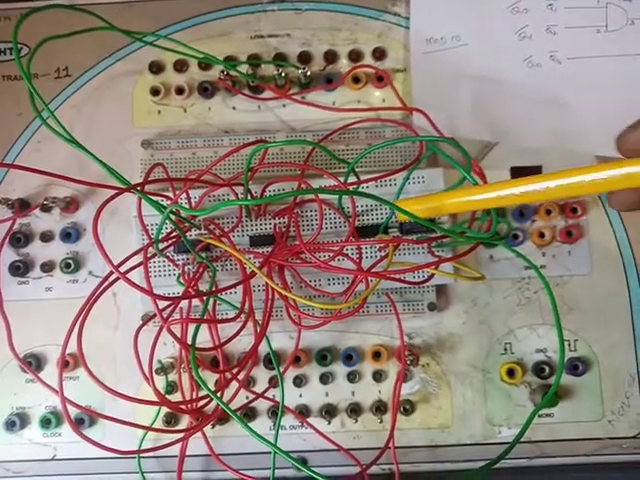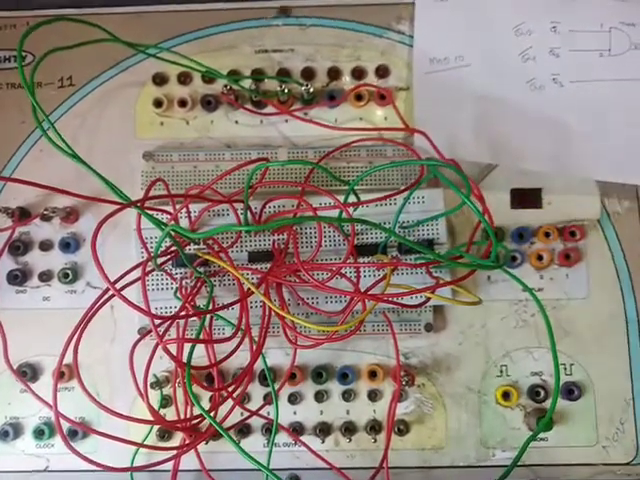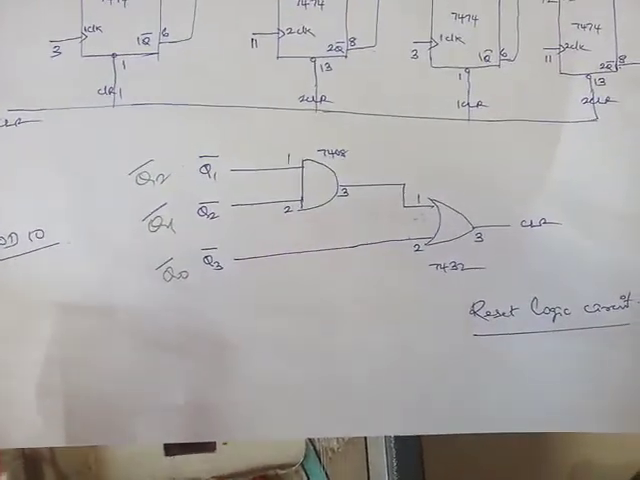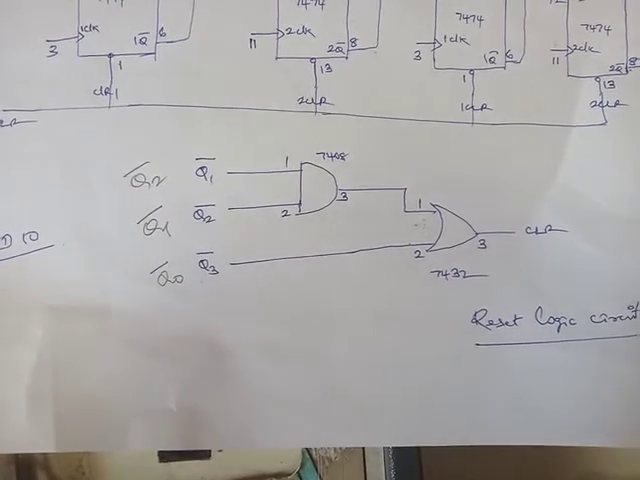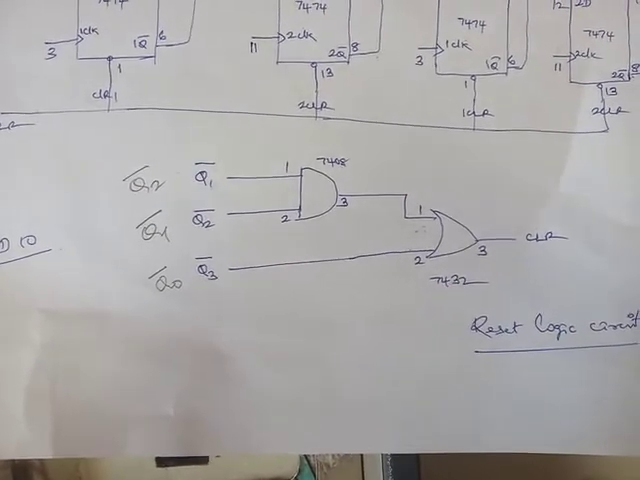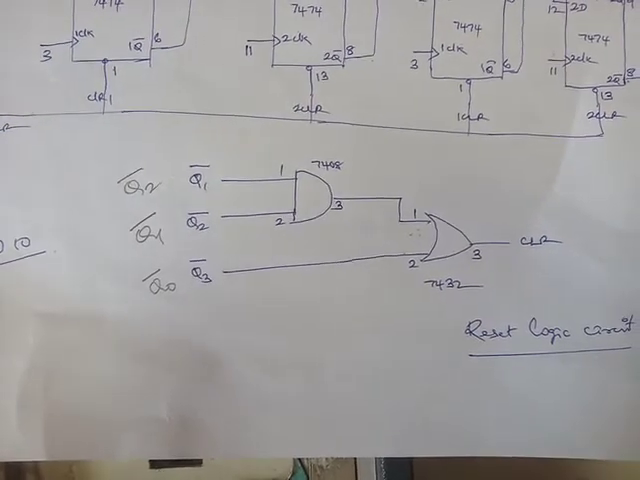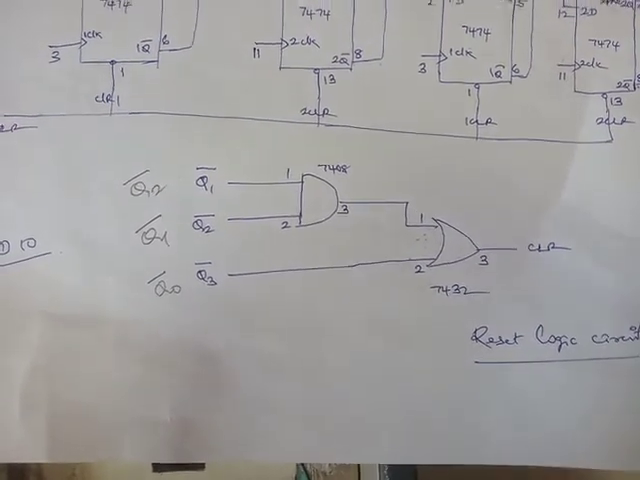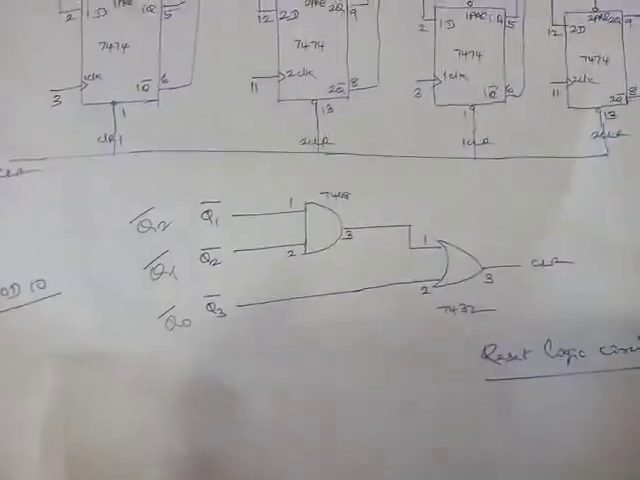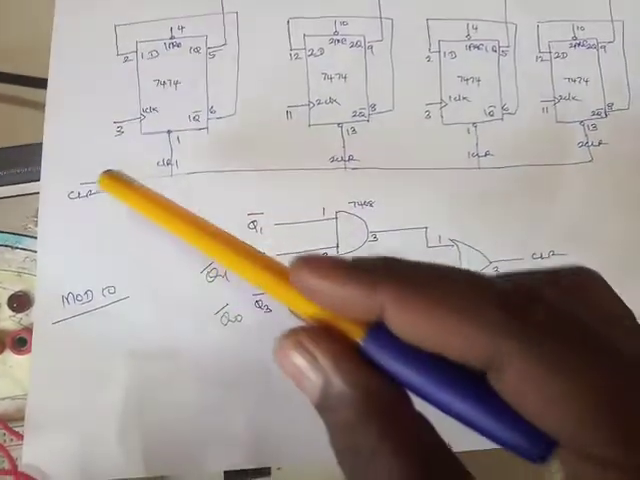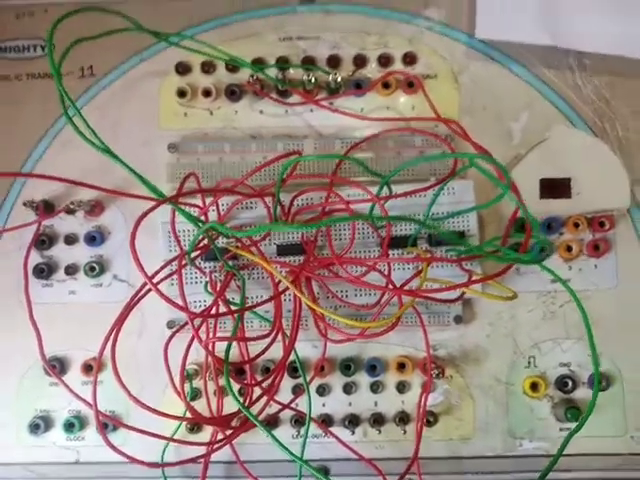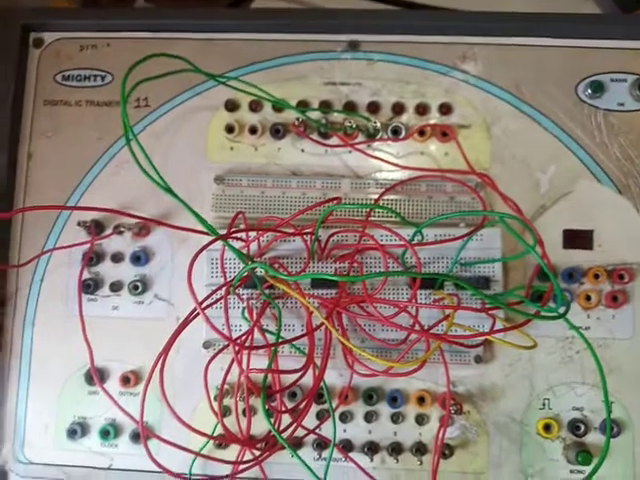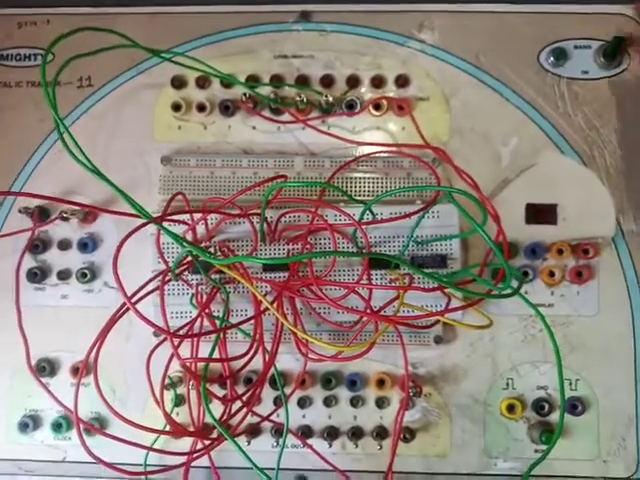These two circuits are the reset logic. As per the diagram, there is one AND gate and one OR gate. Q2 bar and Q1 bar are the input for the AND gate. The output of the AND gate and Q0 bar are the input for the OR gate, and the output of the OR gate is connected to the clear button. I connected it as per the circuit diagram. Now we are going to verify whether the circuit acts like mod 10.